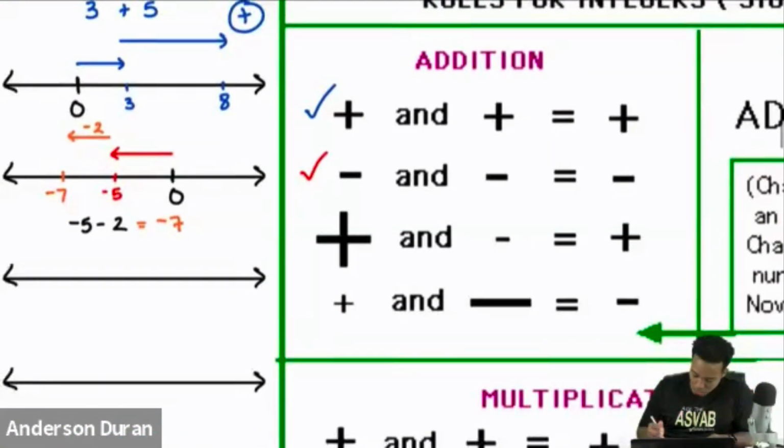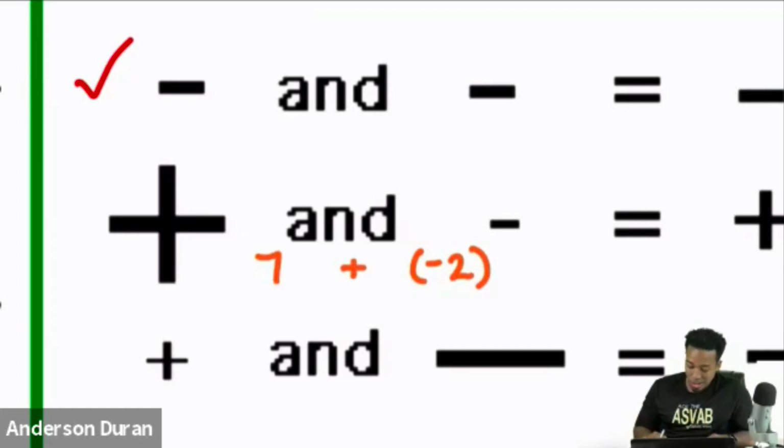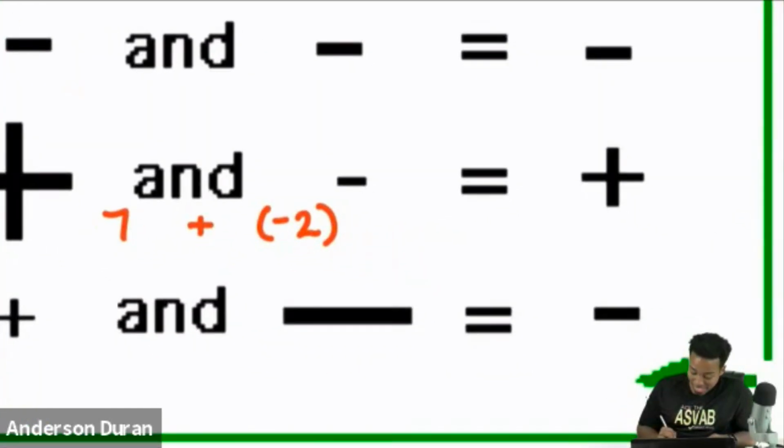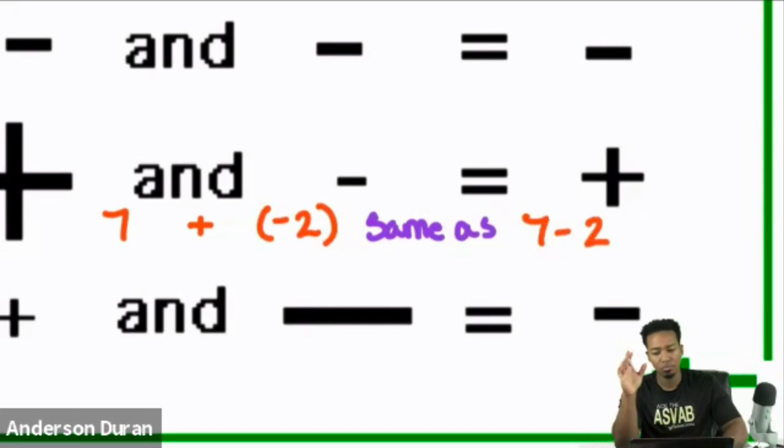An example would be something like this. Let me actually just draw it right over here. Let's go ahead and say we had 7 plus -2. As a reminder, everybody, this is the same as 7 minus 2. So did you know that? Yes or no? 7 plus -2 is the same thing as 7 minus 2. Did you know that? Yes or no?